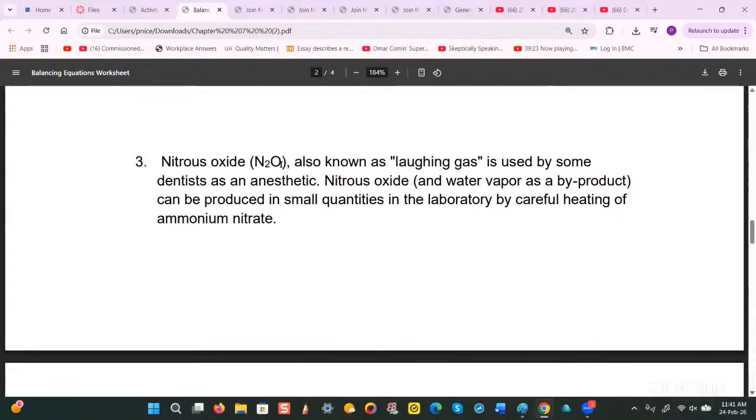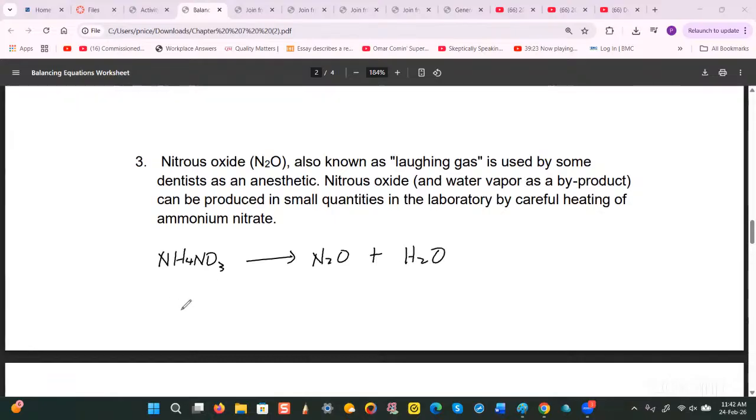So it says nitrous oxide, also known as lactic acid, is used by some dentists as an anesthetic. Nitrous oxide and water vapor as a product can be produced in small quantities in the lab by careful heating of ammonium nitrate. Okay, so what would be the reactant in this case? NH4NO3. And the products would be what? N2O plus H2O.